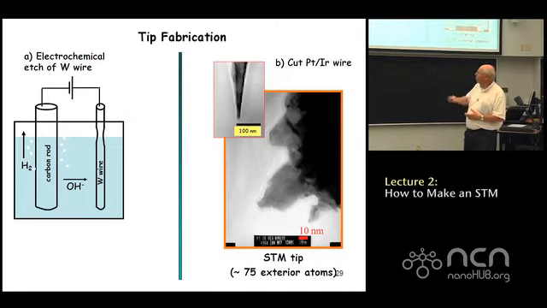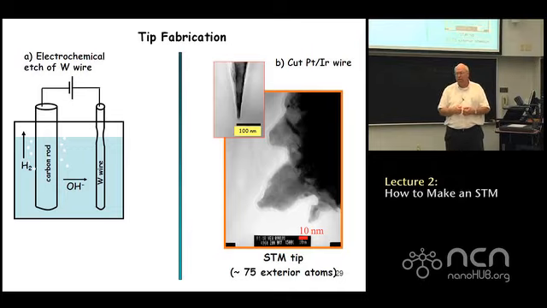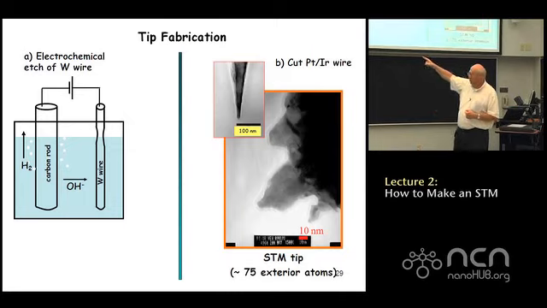The other way is just to cut a metal. Just take a piece of, in this case, platinum iridium wire, and cut it, right? In the process of cutting it, you're going to produce these little mini tips, and these mini tips are very sharp, and they're very useful for scanning tunneling microscopy.